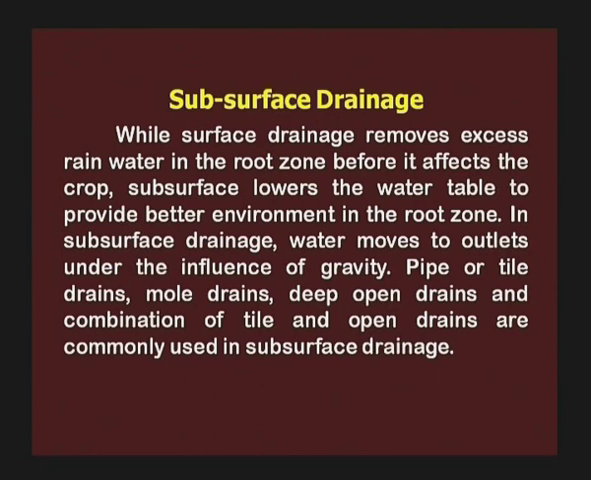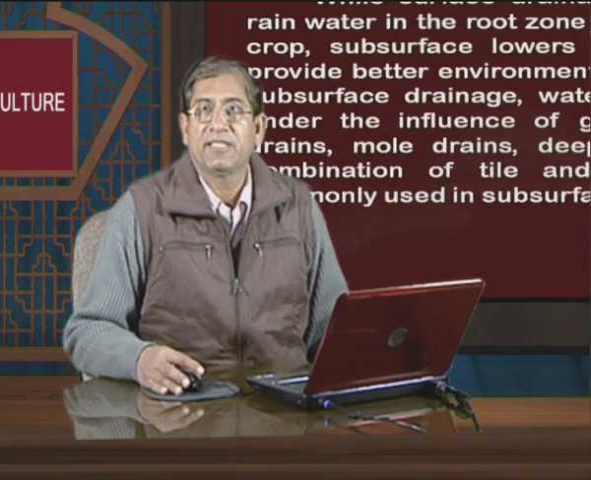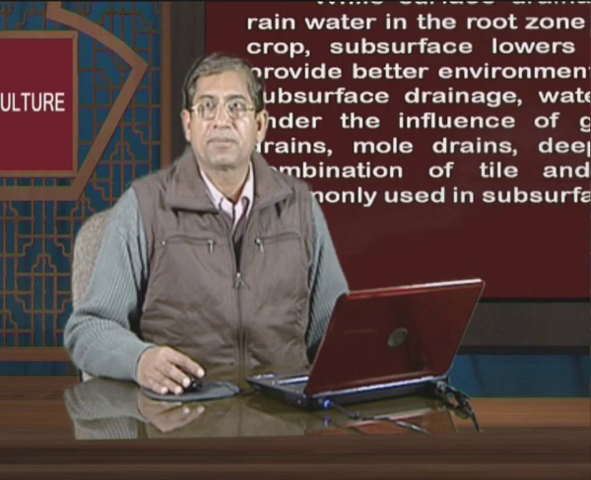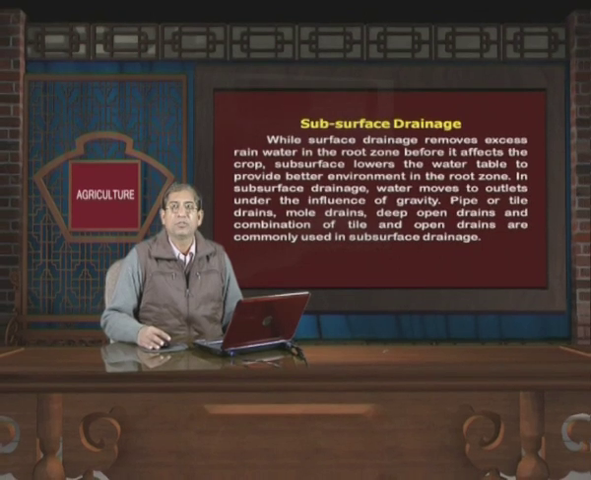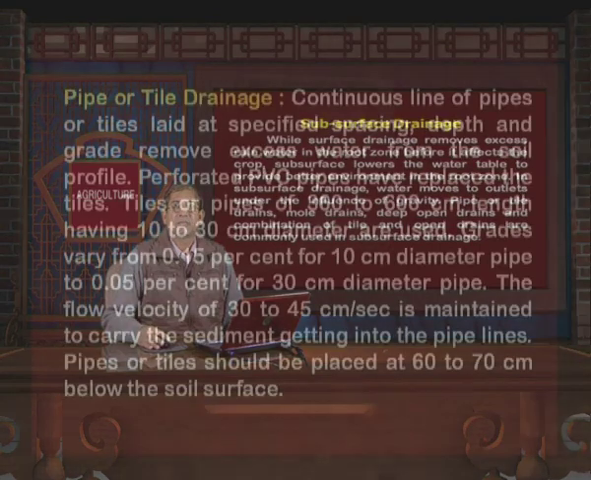In subsurface drainage, water moves to outlets under the influence of gravity. Pipe or tile drains, mole drains, deep open drains, and combination of tile and open drains are commonly used in subsurface drainage. So, mainly in subsurface drainage, tiles or pipes and moles are being used. Sometimes open drains are being used, but since the open drains affect the operations in the field, mostly pipe drains or mole drains are being used in subsurface drainage.